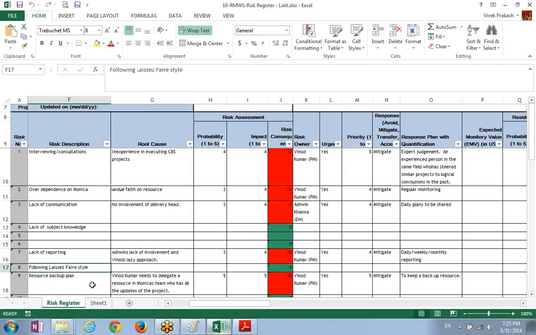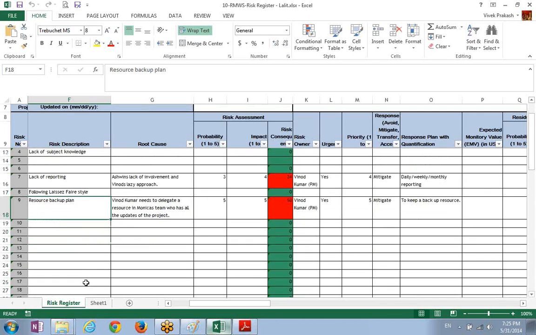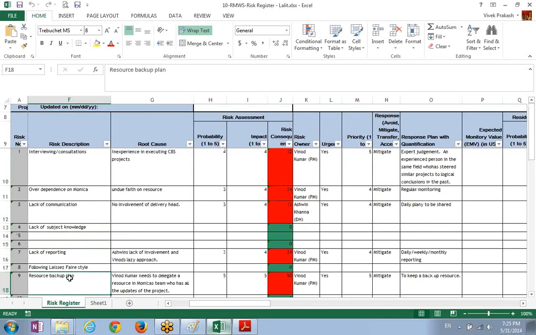Following laissez-faire style. Actually, it was not laissez-faire style. Laissez-faire style only very highly capable people can do. It means you have to really believe in the person that this person will do it and leave the things to him. Here it is more the incapability of Vinod to take charge of the situation. He has left everything. Resource backup plan, it is not there. I think the 9th one and this one are the same.